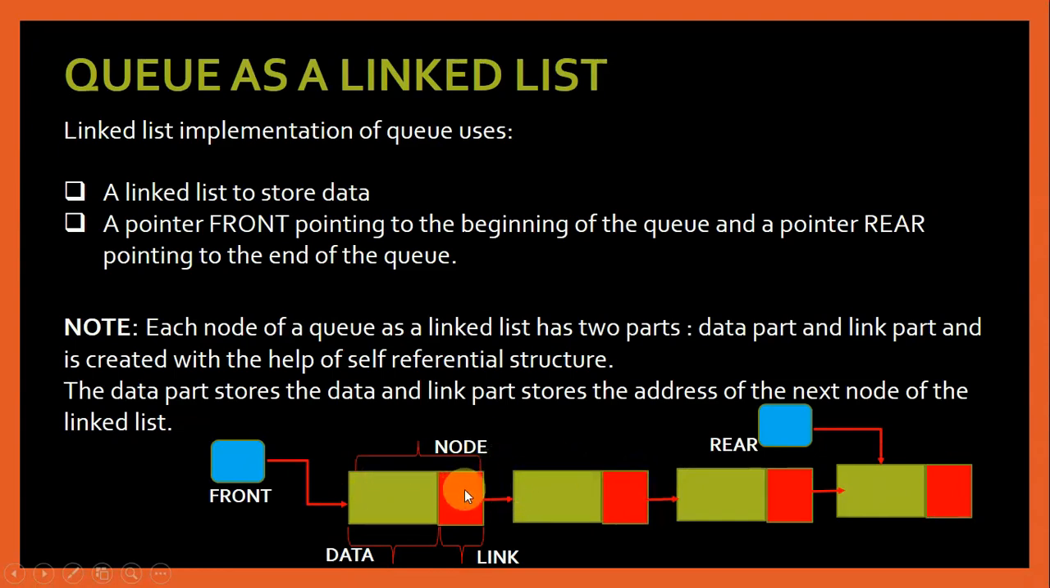You can see that this is the first node. The link part of this node contains the address of second node. The link part of second node contains the address of third node and so on. And in the link of last node, null is stored, which indicates that this is the end of the linked list.